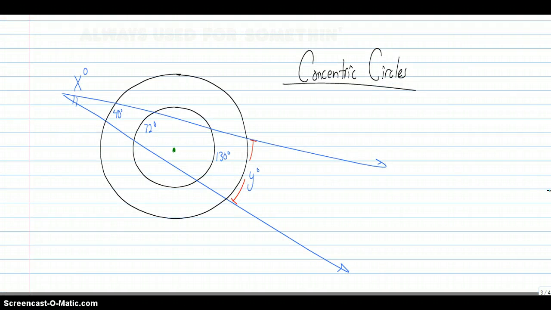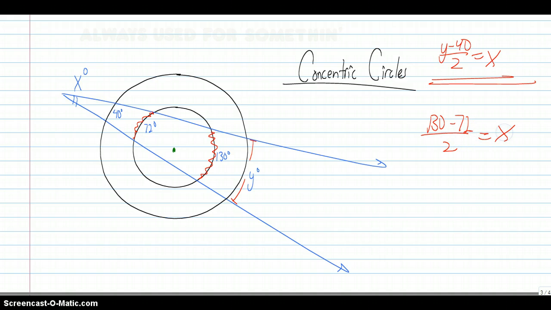Here's another problem dealing with intersecting secants. The secants intersect outside the circle, and this time we have some concentric circles. If I took y minus 40 divided by 2, that would be equal to x. The only problem is I have two unknowns in that equation, so I'll put that to the side for right now. The other formula that we could use is 130 minus 72 divided by 2, and then that would be equal to x. So that can tell us how big x is.